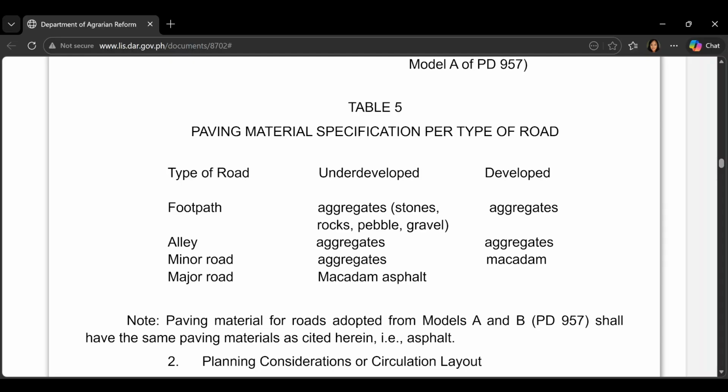For minor road, underdeveloped, aggregates still; developed, macadam. For major road, for underdeveloped, macadam, and I think for developed, it's asphalt.